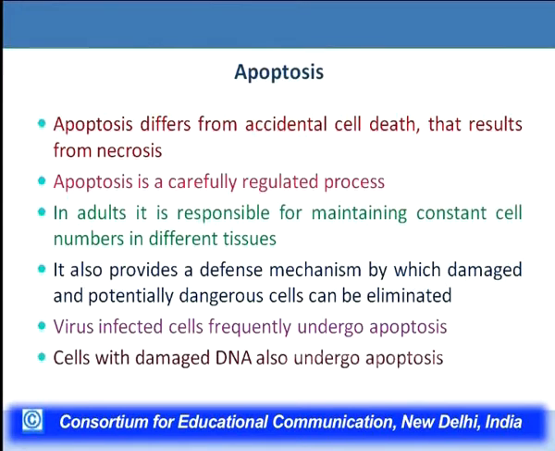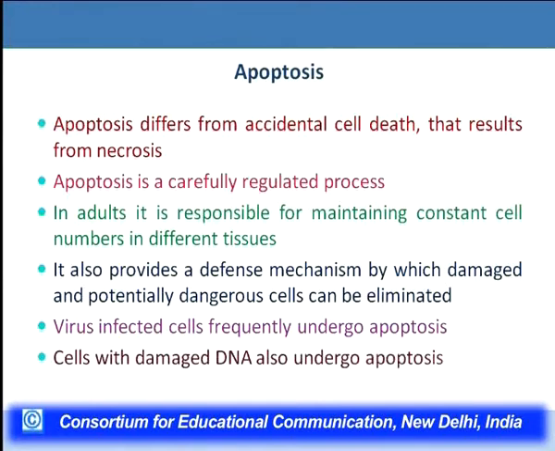Now this is a carefully regulated process, and it is responsible for maintaining a constant number of cells in different types of tissues in the organism. If this process was not there, the number of cells in a particular tissue might vary, they might increase to a large number or they might decrease. So this process helps in keeping the number of cells in check.